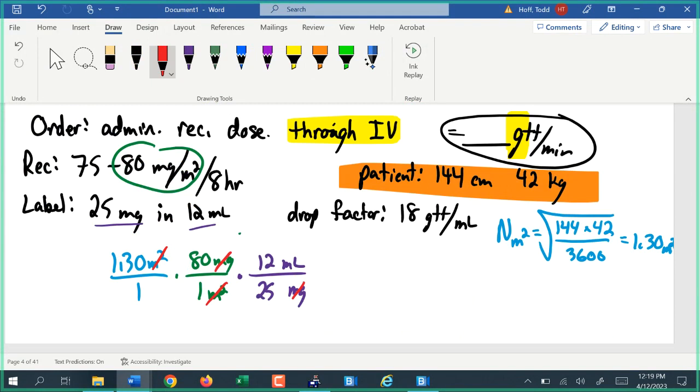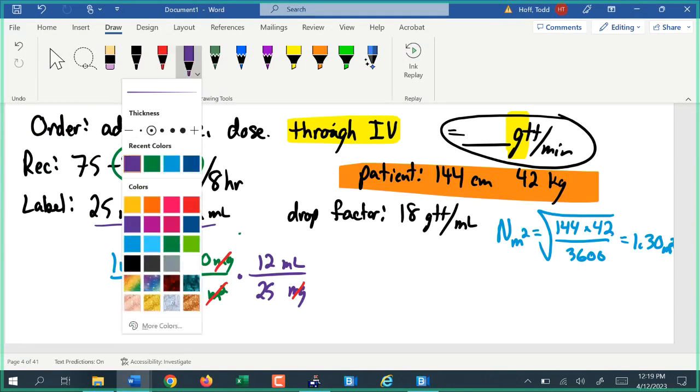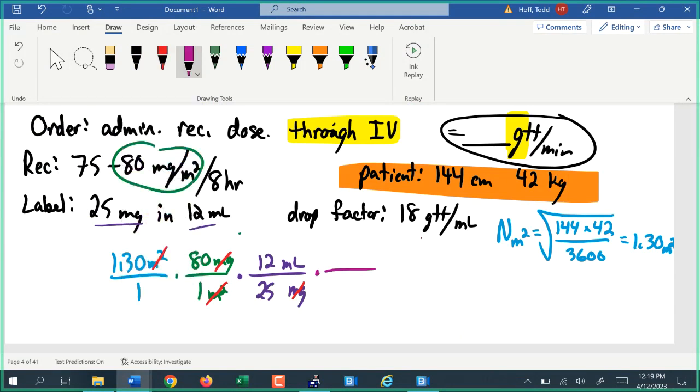Normally, if this were a single shot dose where we're giving the dose once every interval of time, we'd want it in milliliters. We'd be done here. But since this is an IV, we have to go the next step to convert it to drops. So we have 18 drops per milliliter. Milliliters have to go on bottom to cancel them out. So that's 1 milliliter and 18 drops. So the milliliters cancel out. So this first calculation here is going to give us total drops over the interval specified in the recommendation.